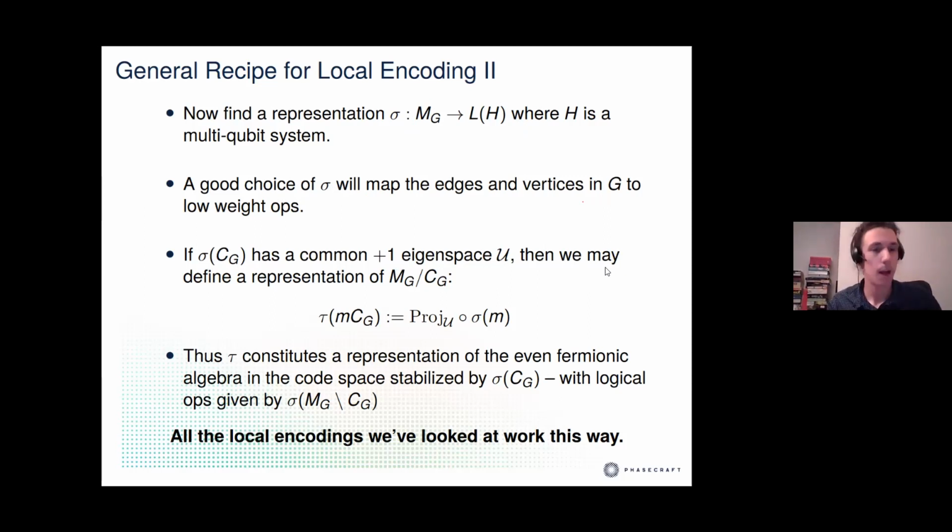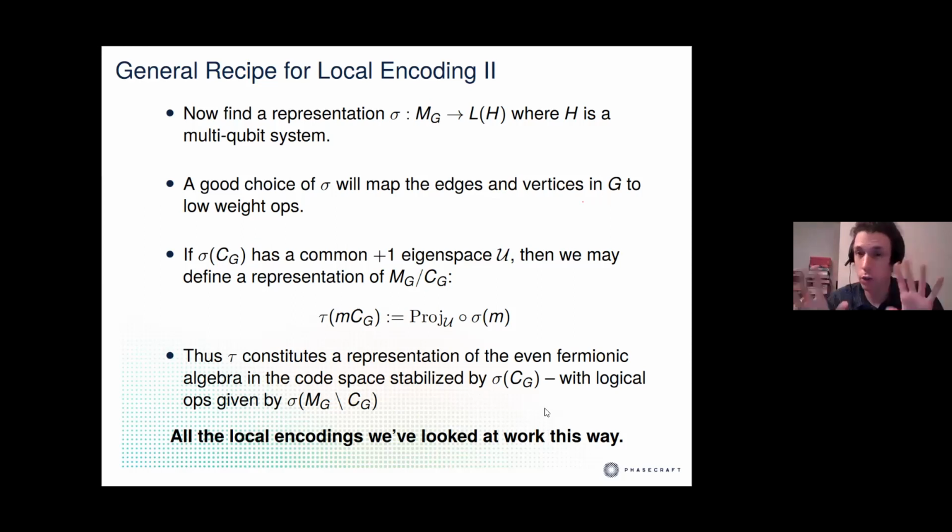And now if our representation sigma of the cycle group happens to have a common +1 eigenspace, which we call U, then we may define a representation of this quotient group by composing sigma with this projection into this eigenspace, right? And then this will give us representation tau of these cosets. So tau then will constitute a representation of the even fermionic algebra. And this representation will live in the code space stabilized by the representation of these cycles, okay? And the logical operators will be the representation of the remaining elements of MG.